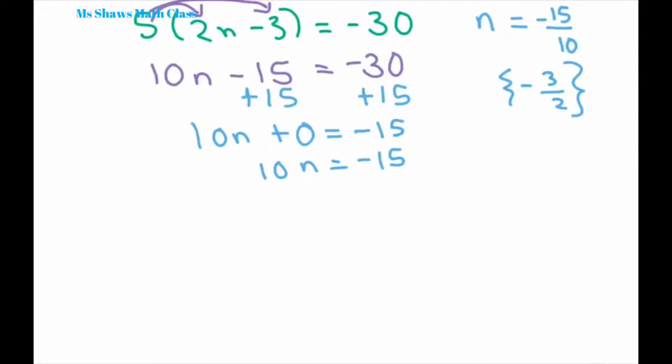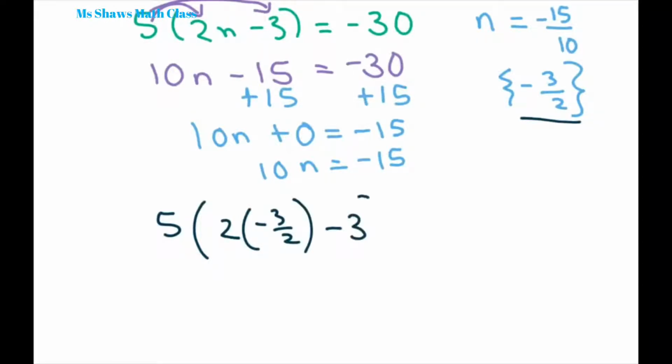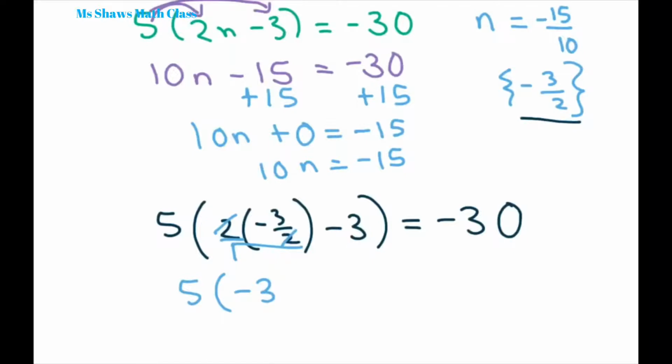All right, now to check our solution, we're going to plug this in. So you have 5 times 2, negative 3/2, minus 3. Does that equal negative 30? So taking care of this little bit, if you put this 2 in fraction form, these 2's cancel, because 2 divided by 2 is 1. So 1 times negative 3 is negative 3.